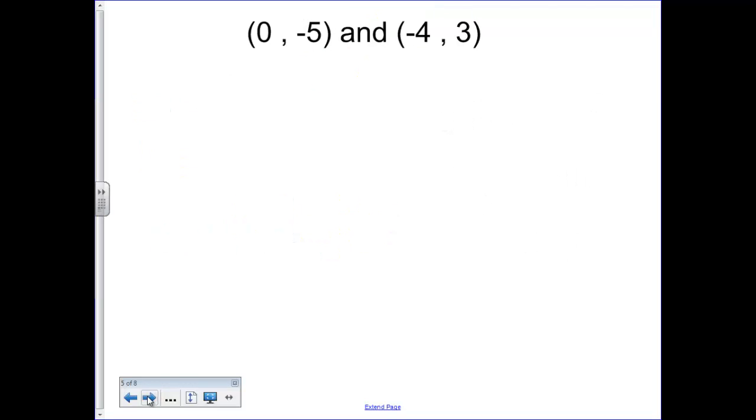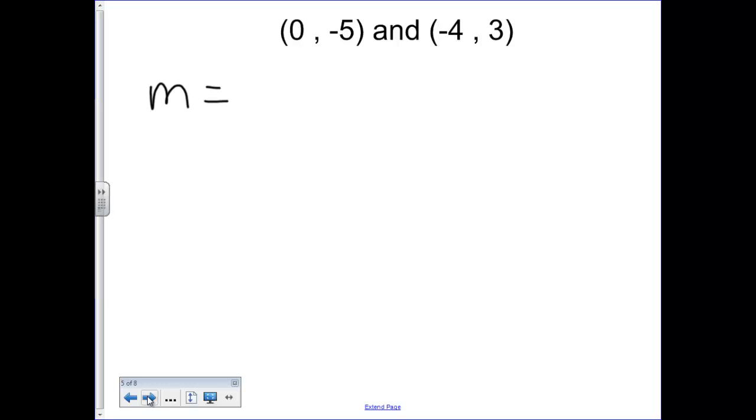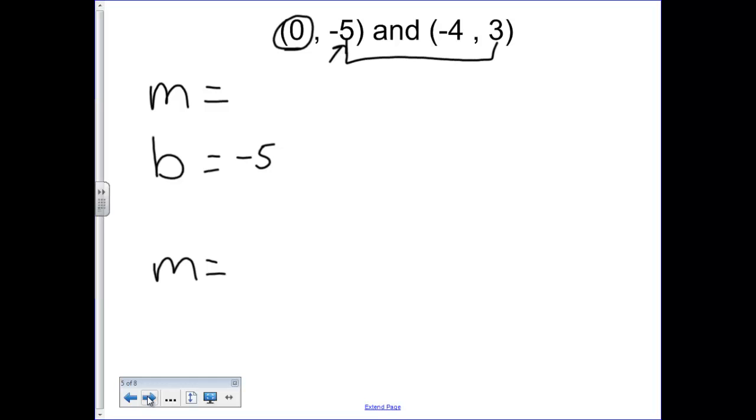We're going to try one more here, in which we give you the y-intercept. So I still need to calculate the m. I still need to find out the b. Well, this is a 0 for x, which means this is the y-intercept, so -5. All I got to do is calculate my slope now, and I'm going to do 3 minus -5. Remember, that's change in y over change in x, and that's going to be over -4 minus 0. Go ahead and calculate that.